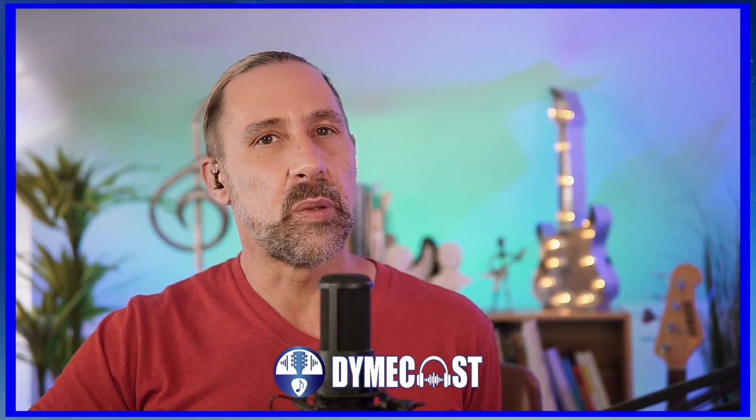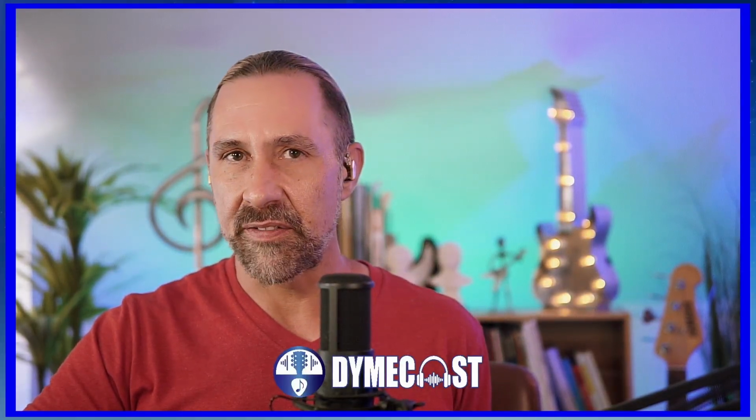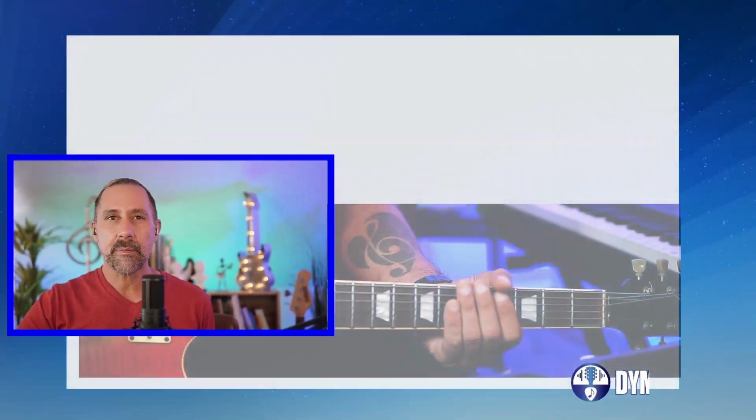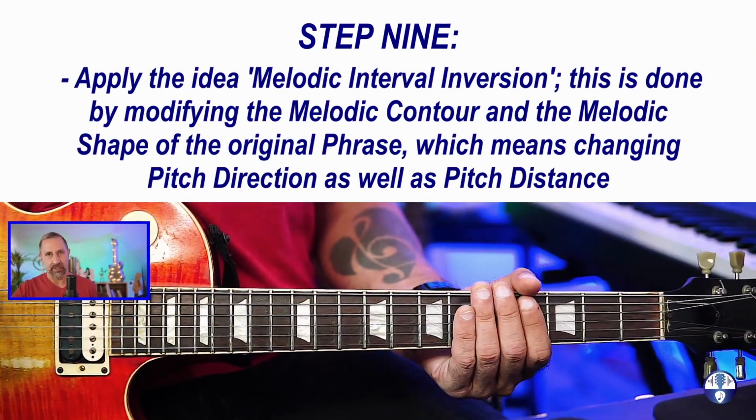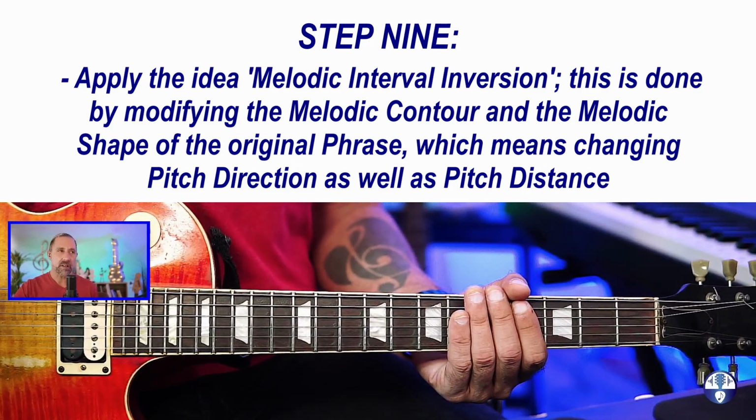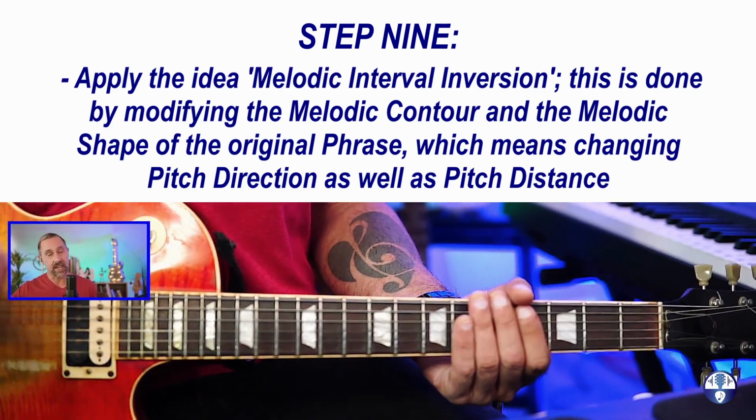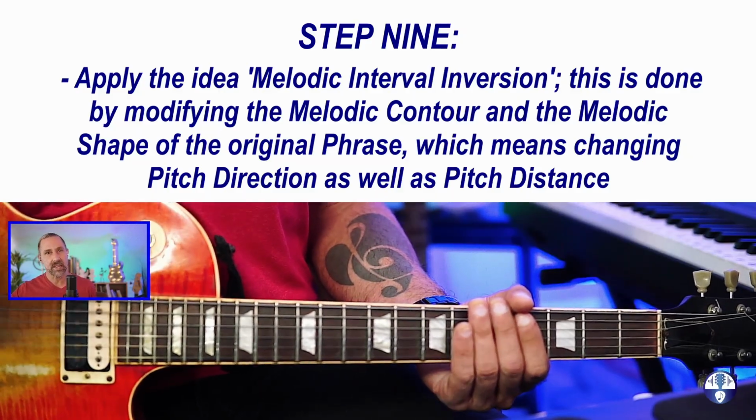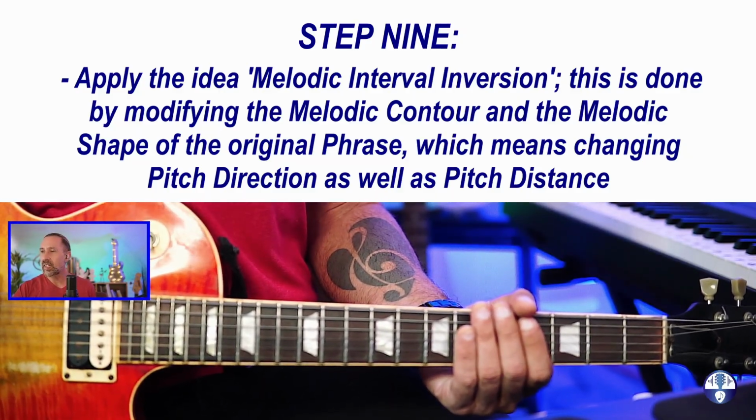Step 9 is probably my favorite step because it was a real game changer for me when I first learned it. In step 9, we're going to apply the idea of melodic interval inversion. This is done by modifying the melodic contour and the melodic shape of the original phrase, which means changing pitch direction as well as pitch distance. And I'm going to give you 3 different variations of this, okay?